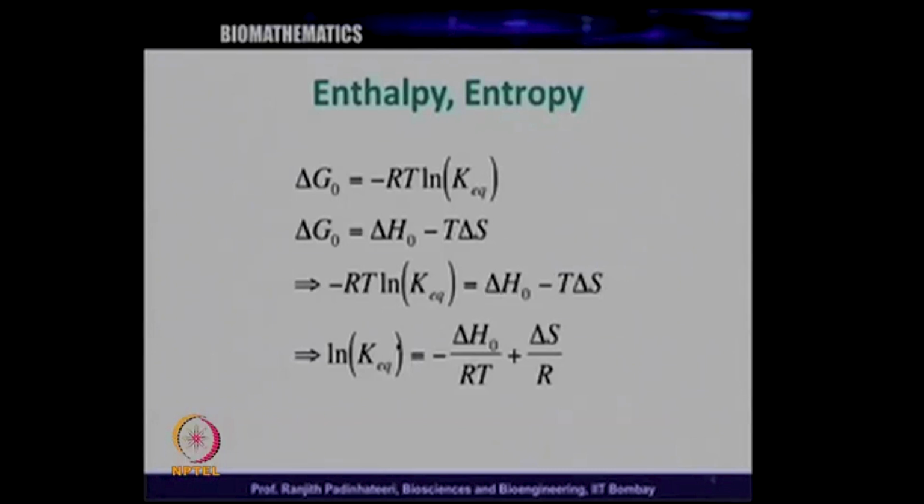So, essentially, one can imagine doing an experiment where you keep the temperature at 25 degrees Celsius and do the reaction A going to B, and when it reaches equilibrium, calculate the ratio of B and A concentrations and you will get K equilibrium. So, write it down.